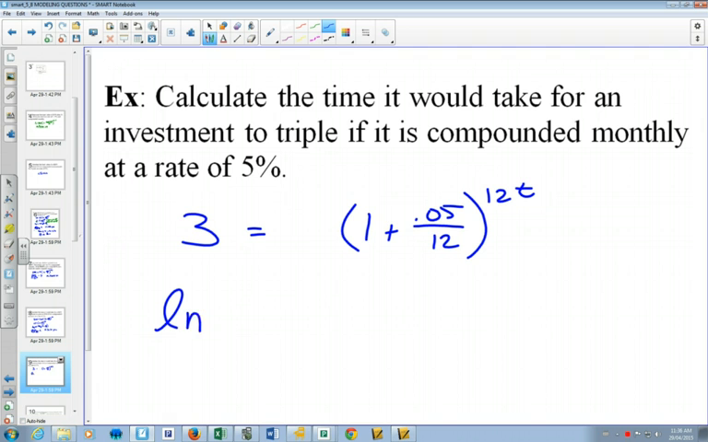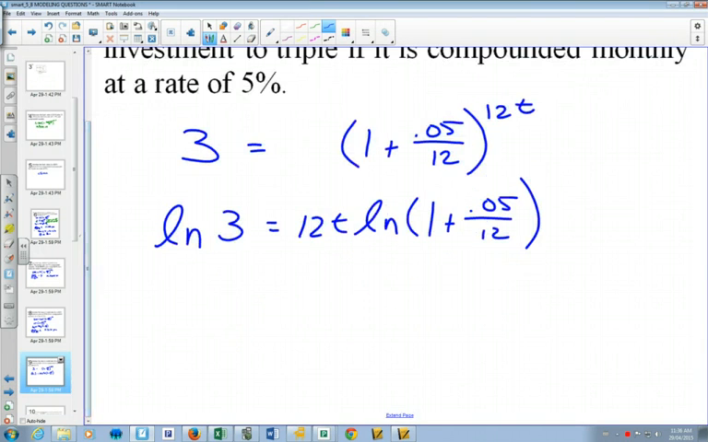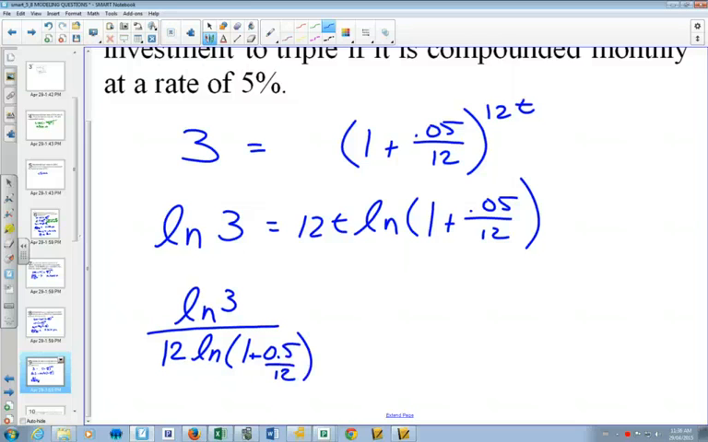Then we can solve by taking the log of both sides. And it doesn't matter if I use natural logs or logarithms, so I'll keep mixing it up just so you get used to the idea that it doesn't matter which one you use. And now you would divide by the 12 and the natural log. And we'll get the same answer whether you use the natural log or the log.